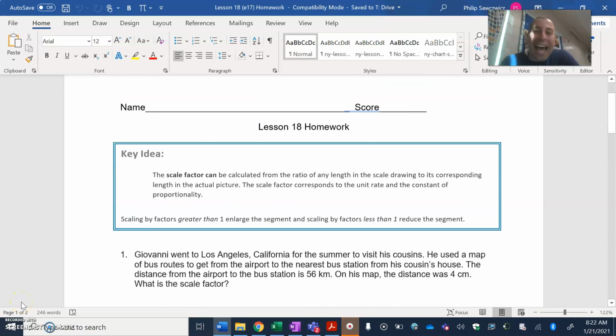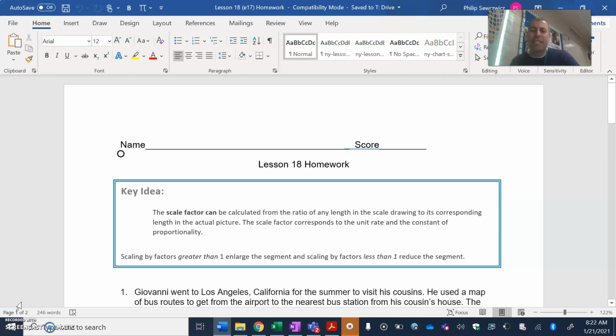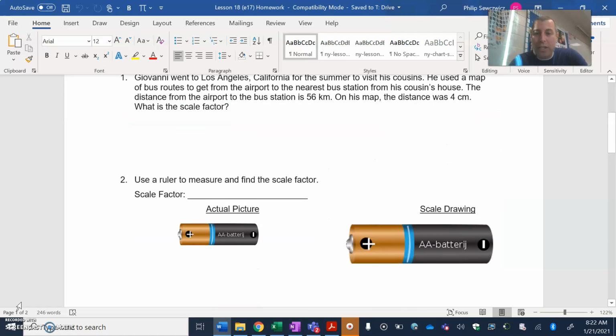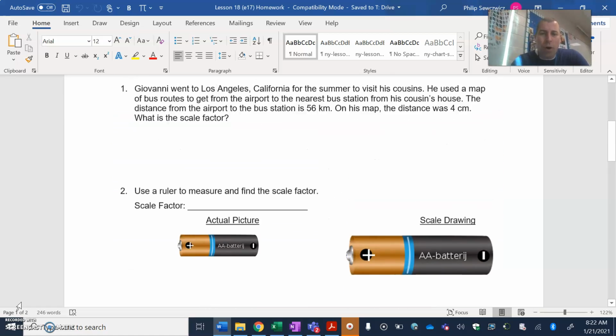We are in your classwork packet. Again, the heading looks a little bit different, but it's still the same. It's still lesson number 18. So let's get that out in front of you here. We're working with our scale factor. All your scale factor is, it's your constant. That's it, right? We can still use your equation, but it's certainly not required.